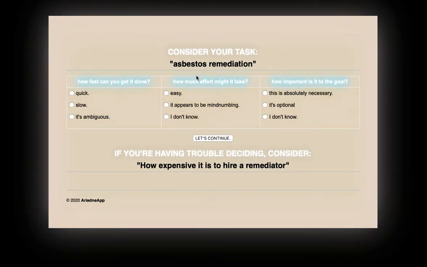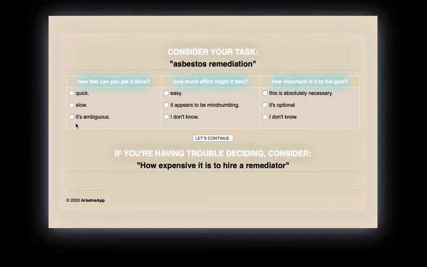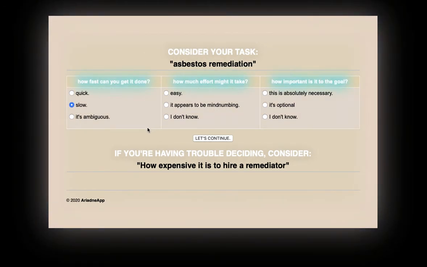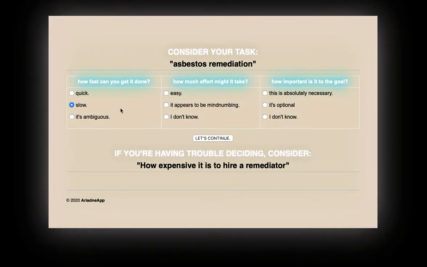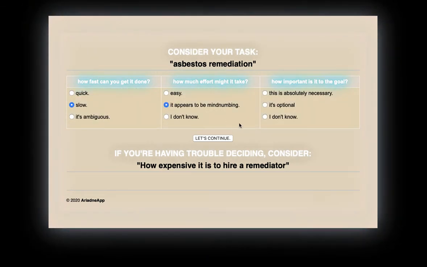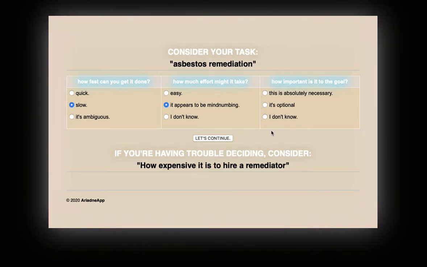So consider task, asbestos remediation. How fast can you get it done? Probably takes a while. I mean, it's ambiguous, but it's definitely going to take longer. It definitely won't be fast, so slow. How much effort might it take? Probably mind-numbing and expensive. How important is it to the goal? Maybe there won't be asbestos in most of the rooms that you're going to be in. How expensive is it to hire a remediator? Yeah, that sounds about right.